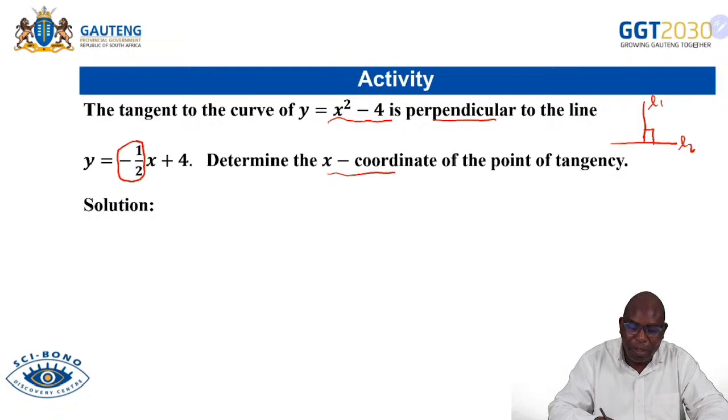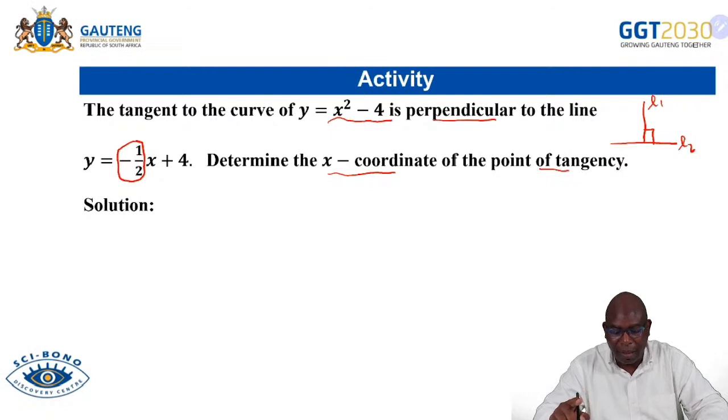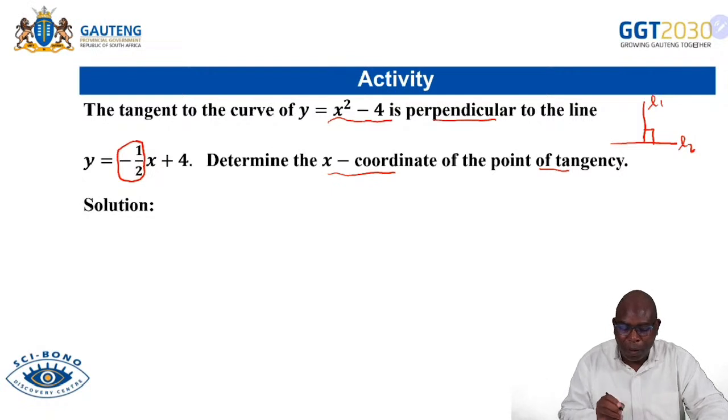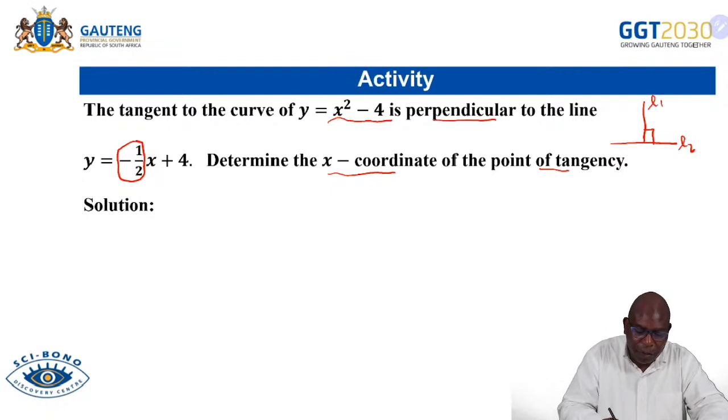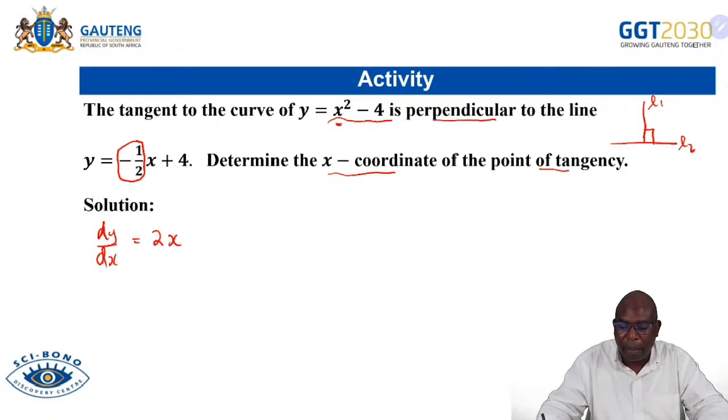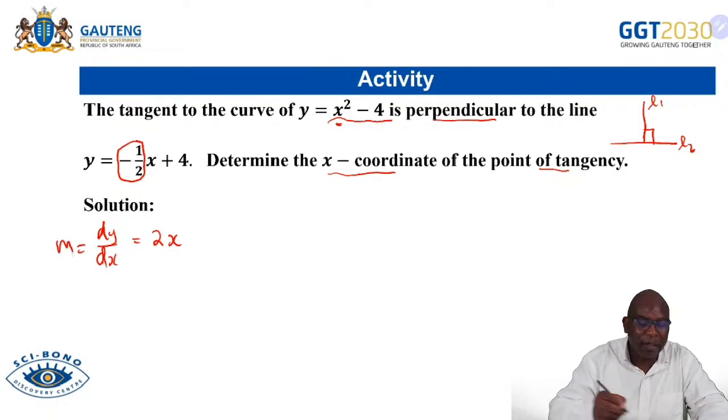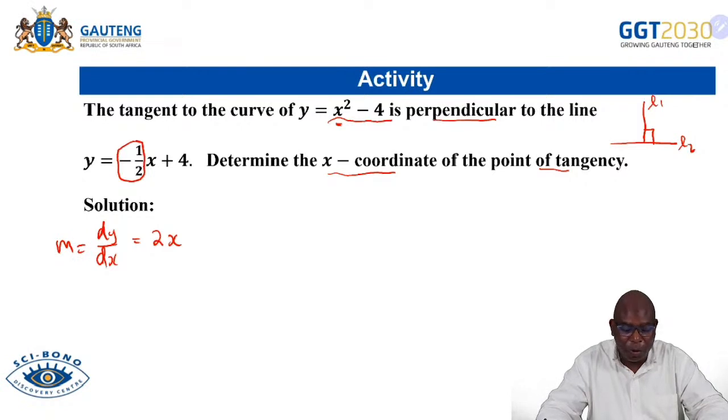Now we need the x-coordinate of the point of tangency. That is where this graph here is going to touch the tangent at that particular point. So I only need the x-coordinate. I don't need the y-coordinate, I need the x-coordinate. So what should I do to get the x-coordinate? First of all, I'm going to differentiate that one. So I'm going to get dy over dx equals 2x. Because I know that when I differentiate it, it is the gradient. Okay, so the 2x is our gradient.